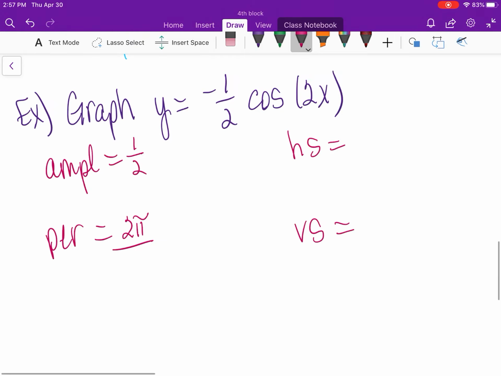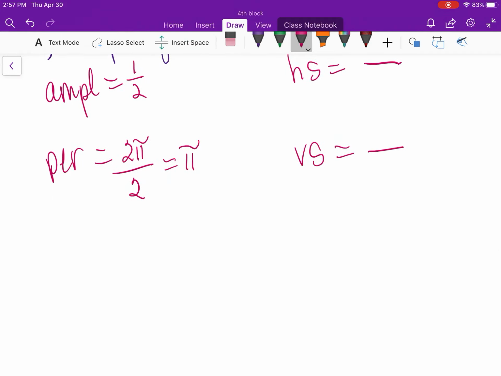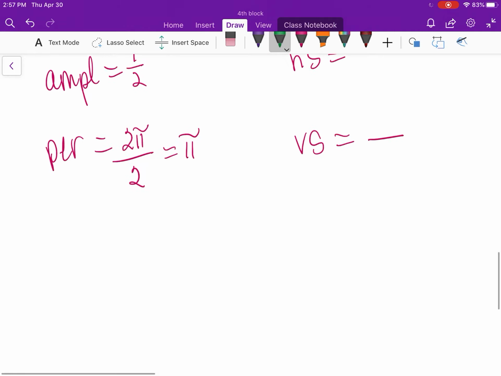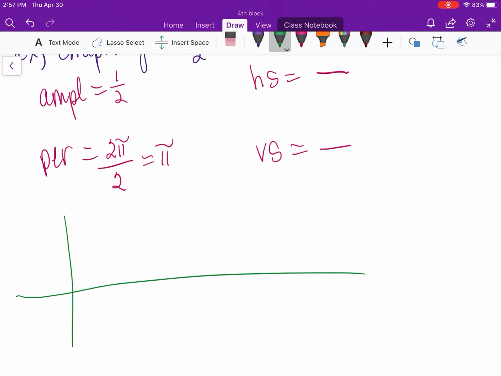Okay, period is 2 pi over B. Well, what's in the B spot this time? Yeah, 2. So my period is pi. Okay, do we have a horizontal shift? Nope, nothing is added inside of here in the parentheses with that 2x, and then nothing is added on the outside, so there's no vertical shift. So make my graph.